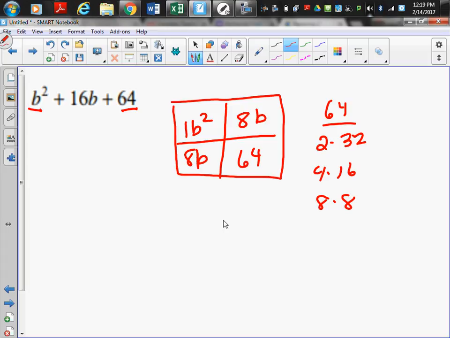Alright, so I start with my north and south. Only thing I can take out of the first column is a b. 8 and 64, I can take out an 8. East and west, all I can take out is a b. East and west, I can take out an 8. So b plus 8, b plus 8.